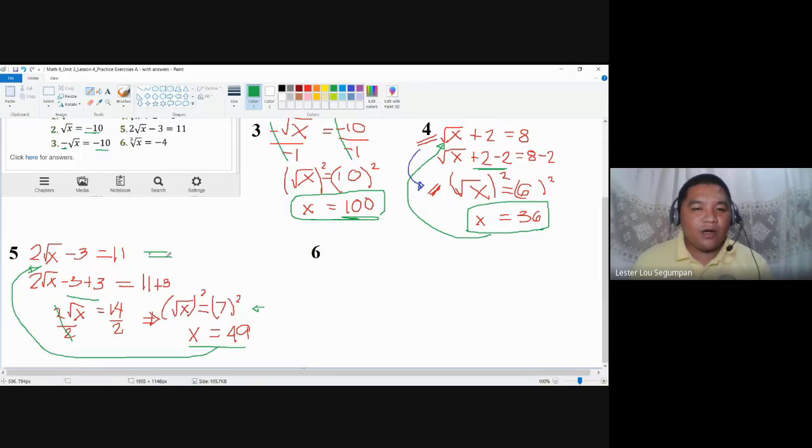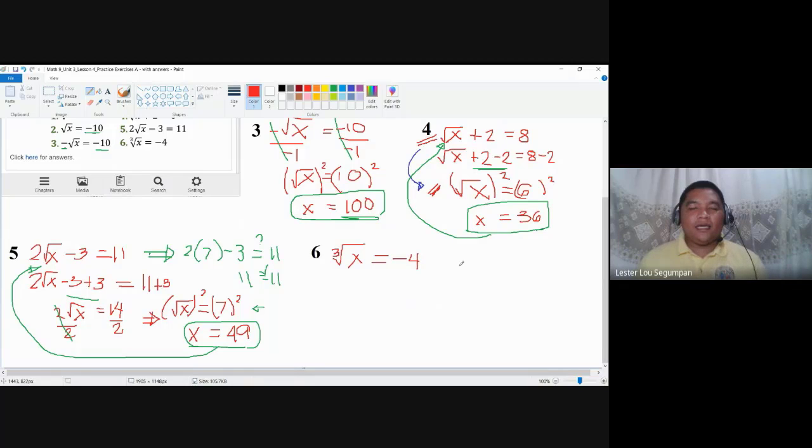This would become 2 times 7 minus 3. We don't know yet if it's true. 11. So 2 times 7 is 14 minus 3. 11 equals 11. This is now the proof that this is really a solution. Okay. Last item. Last item is the cube root of x is equal to negative 4.